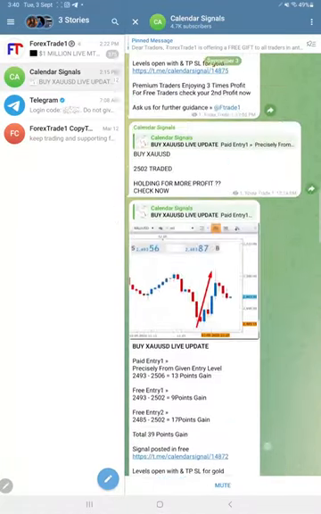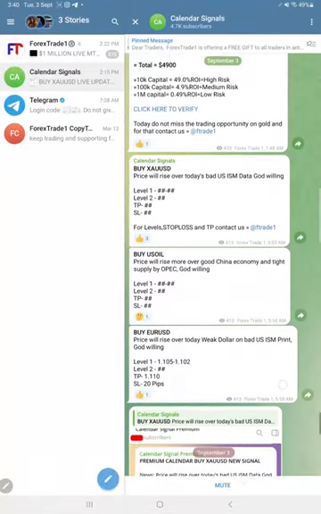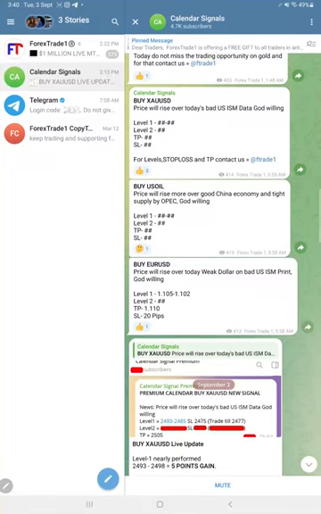Here is the performance for today's calendar signals. Today's date is 3rd of September, and today we gave these three signals: buy gold, buy oil, and buy EURUSD.